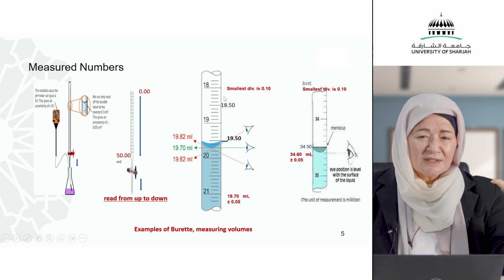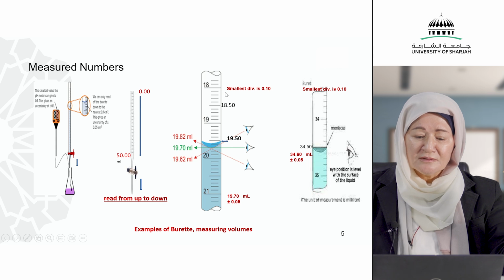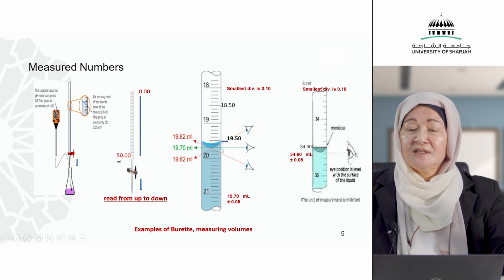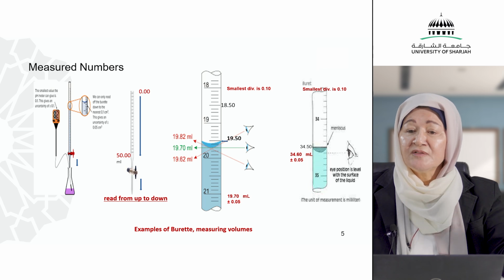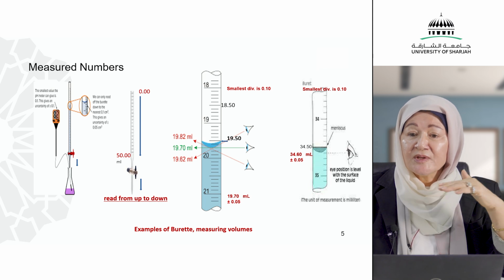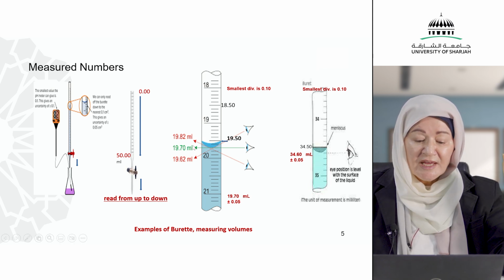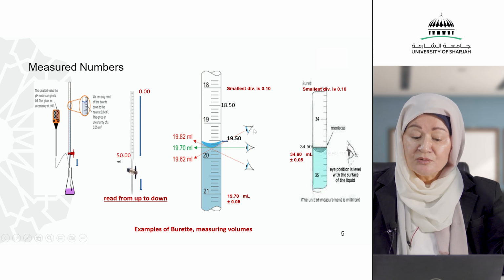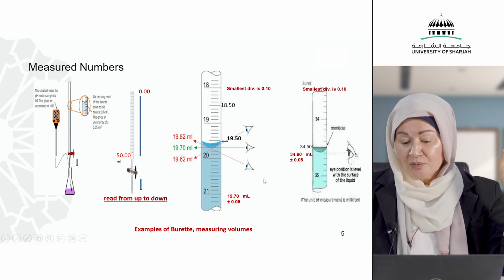But what is the smallest division here? 18.1, 18.2. Here I have 18.50, 19, 19.1, 19.50, and now 19.60, 19.70. And this is 19.70, my measurement, in which I read the bottom of the meniscus, the bottom of the curve. This is the green measurement, called the correct one, in which I have my eye at the bottom of the meniscus. I don't read too high and I don't read too low.